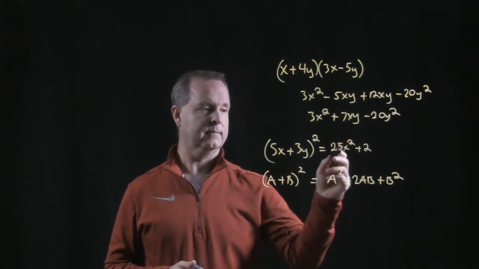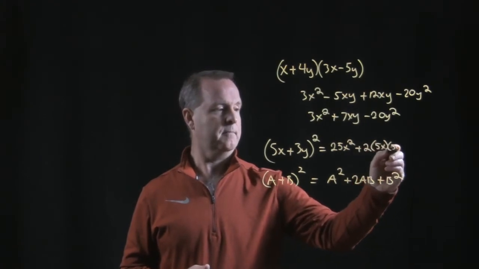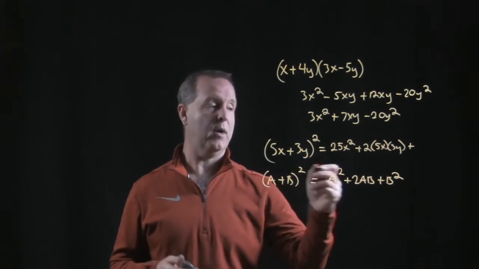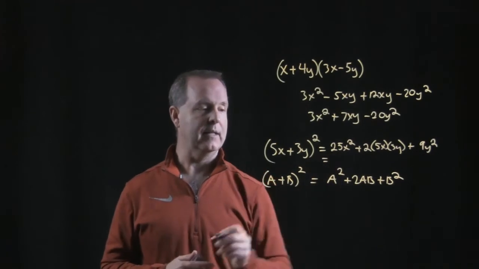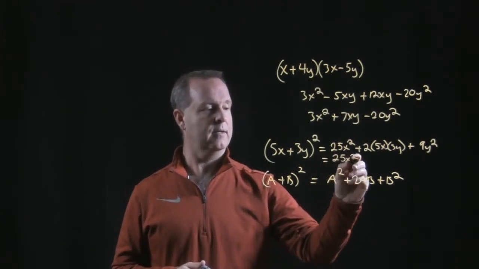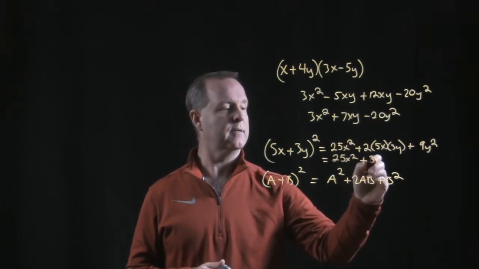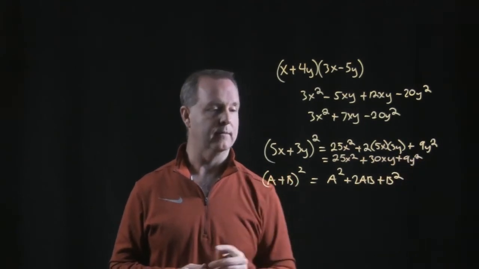term. Now, I'll write it all out this time. Plus my last term squared, which is 3y, square that makes it a 9y squared. And then let's just clean it up just a little bit. 25x squared plus 2 times 5 times 3, which is a 30, xy's plus a 9y squared.